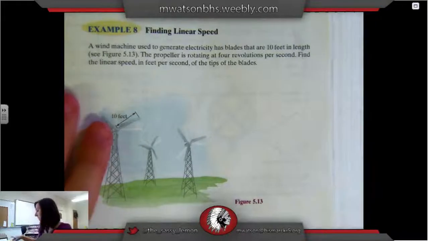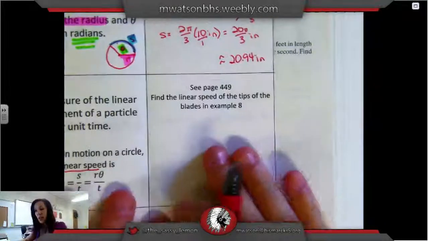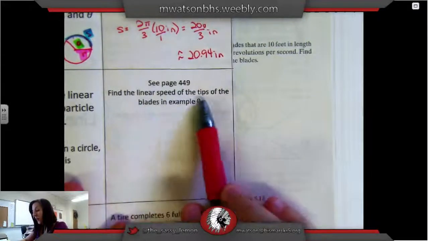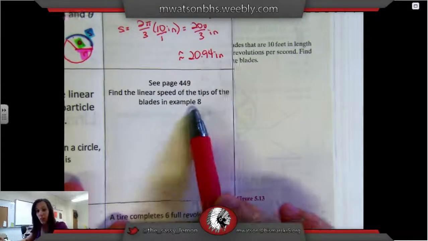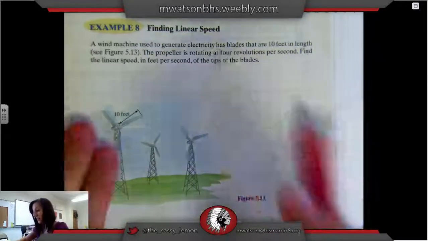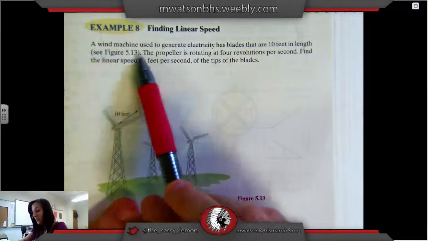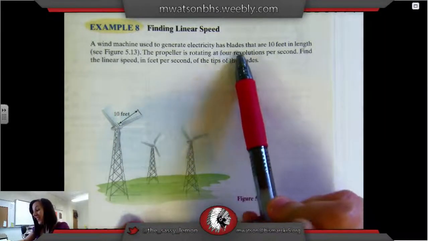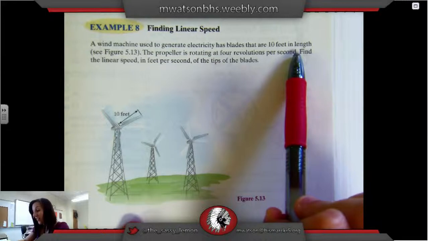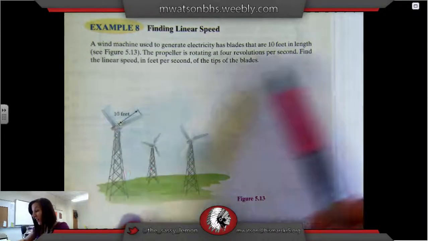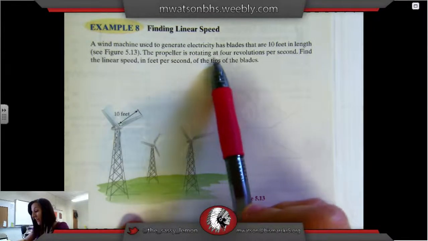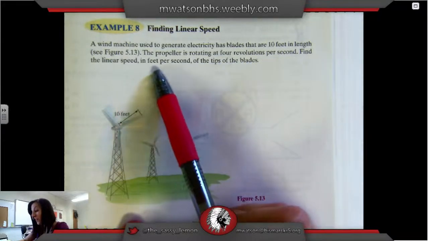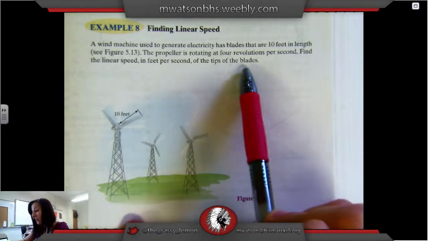Okay, so I just left off where we're going to do the example on 449, and it says find the linear speed of the tips of the blades in example 8. So let's look at example 8 and see what it has to say. We've got a wind machine, also known as a windmill, used to generate electricity, that has blades that are 10 feet in length. So that sounds like we've got a radius going on. The propeller is rotating at 4 revolutions per second. Find the linear speed in feet per second of the tips of the blade.